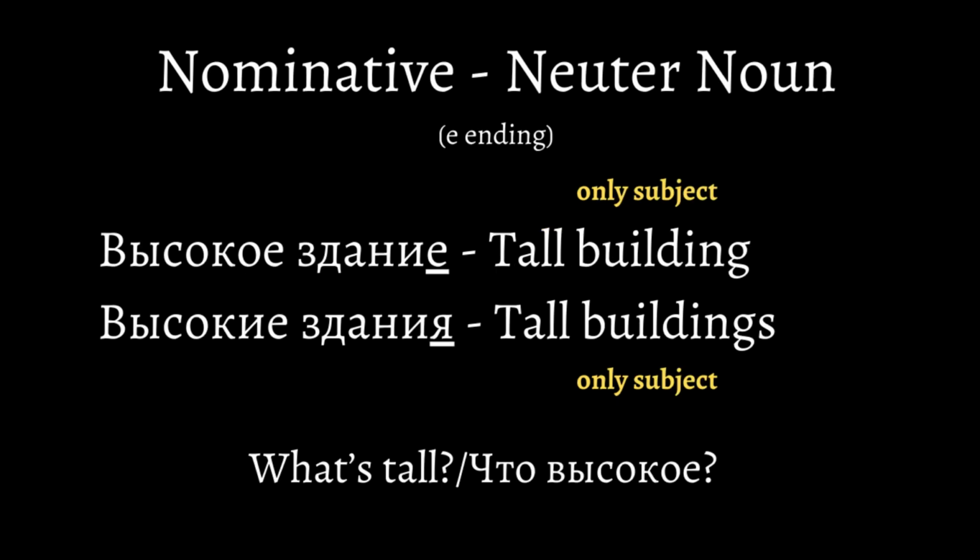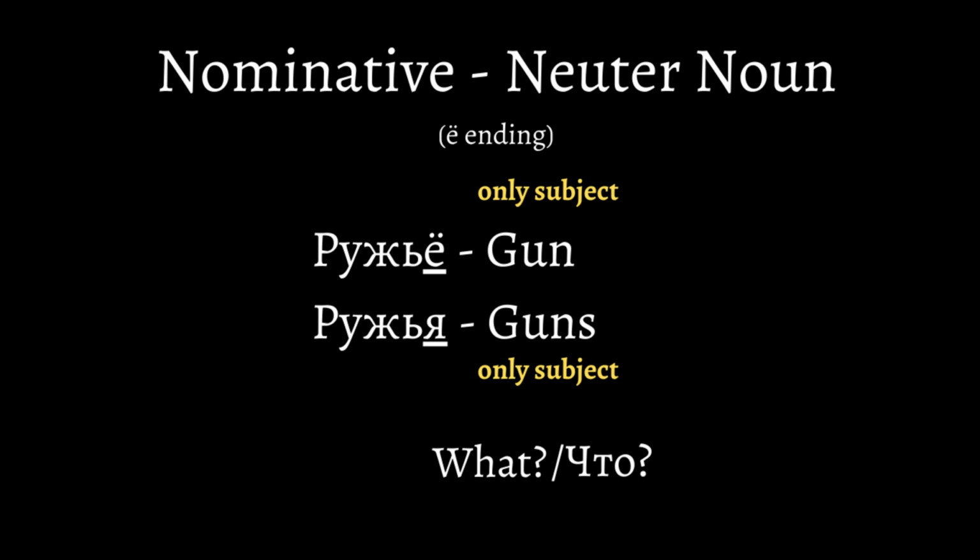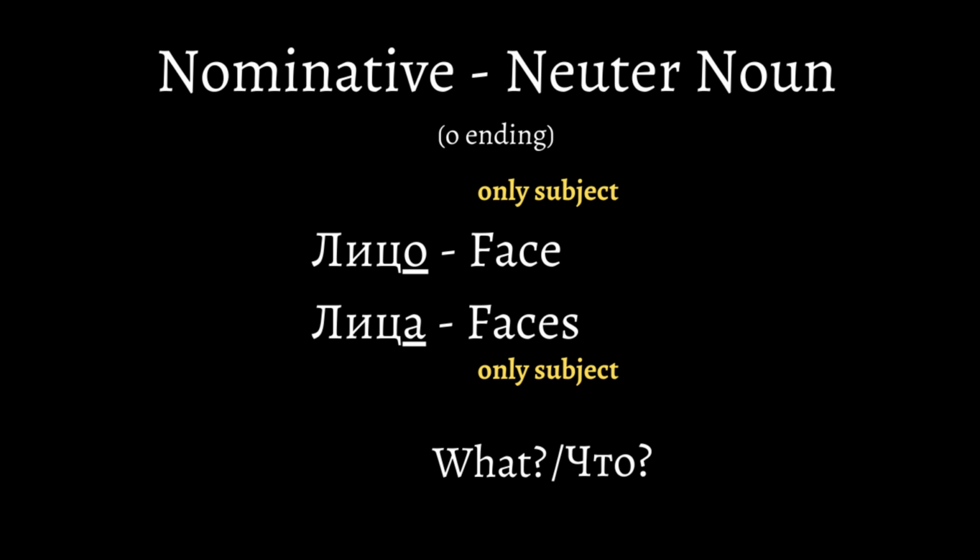Высокое здание and высокие здания are tall building and tall buildings. It's a neuter noun that ends in ие, and we pluralize it by replacing it with ия. Ружьё and ружья are gun and guns. It's a neuter noun that ends in ьё, and we pluralize it by replacing it with ья. Лицо and лица are face and faces. It's a neuter noun that ends in о, and we pluralize it by replacing it with а.